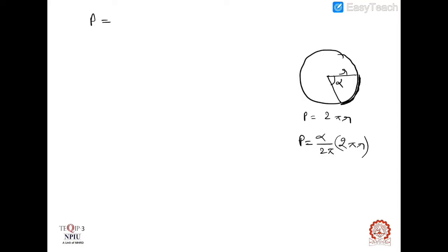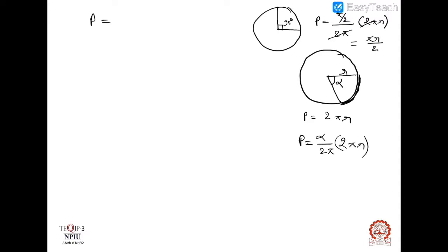Suppose you are asked to find the perimeter of this portion, means 1/4 of the complete circle, and this angle is 90 degree. So in this case alpha is 90 degree, and 90 degree in radian will be pi by 2. Alpha is pi by 2 divided by 2 pi into 2 pi r. This 2 pi will get cancelled, then perimeter will be equal to pi r by 2.